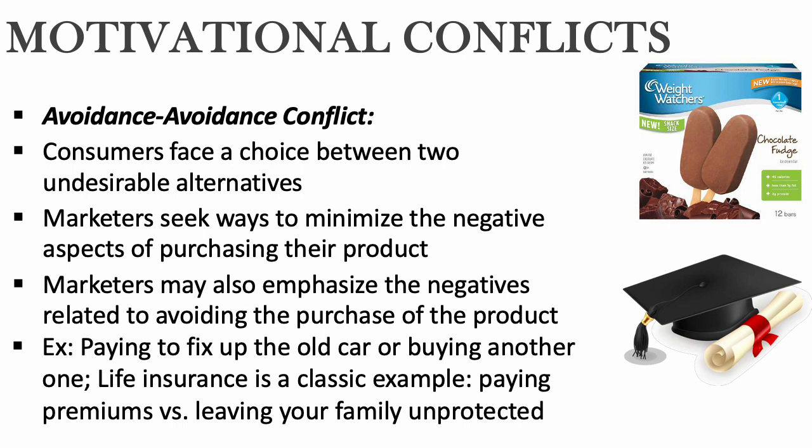So the last motivational conflict that we'll talk about is avoidance. Avoidance is when you choose between two undesirable alternatives. What marketers typically do is try to minimize the negative aspects of purchasing their product. And then sometimes they emphasize the negatives related to avoiding the purchase of the product. An example: paying to fix up an old car or buying a new car, right? If it's buying a new car, they may say, listen, no money down. You can drive it off the lot with the first 3 months free, so you don't have to worry about car payments, so on and so forth.